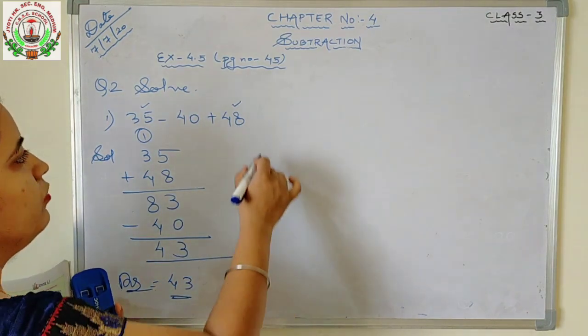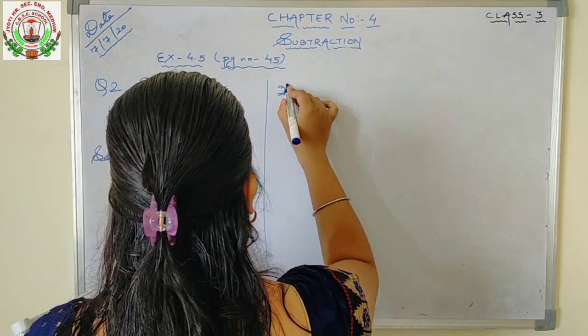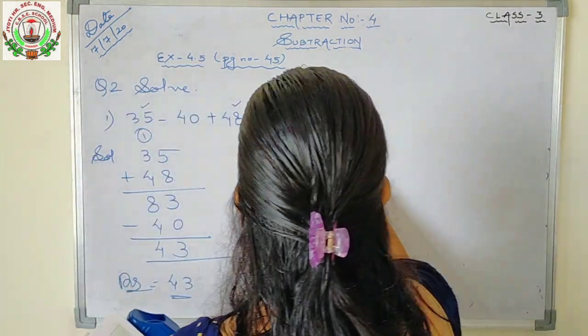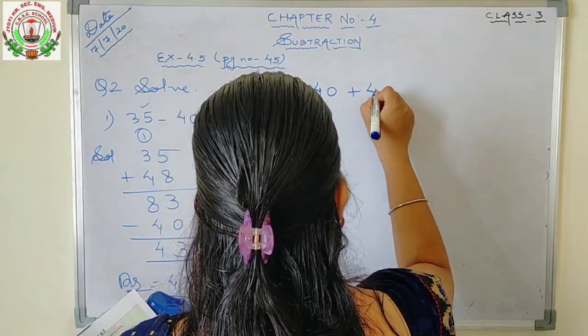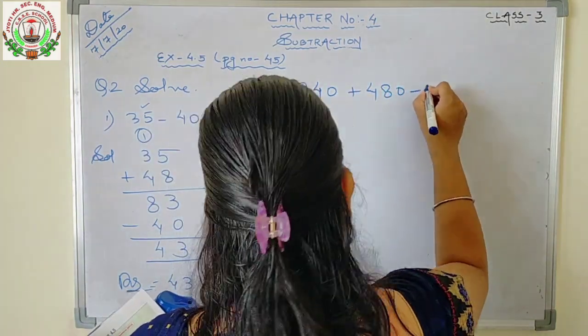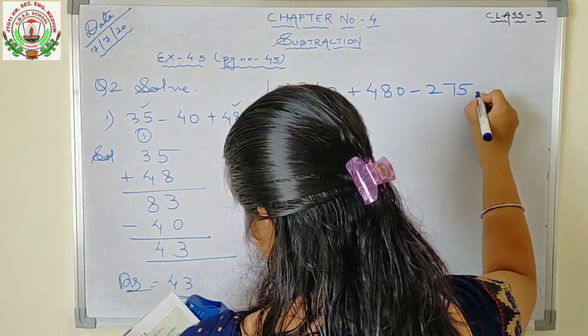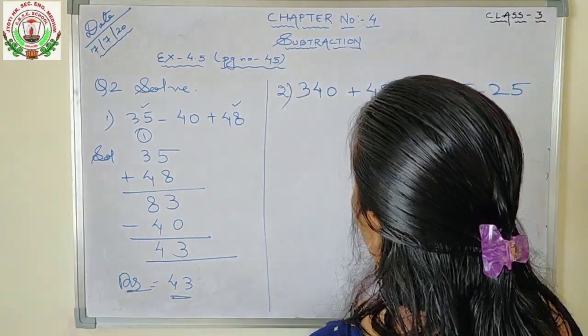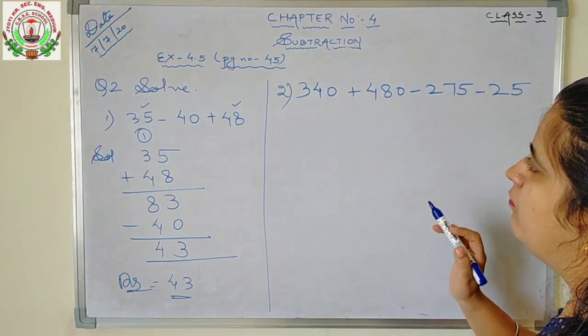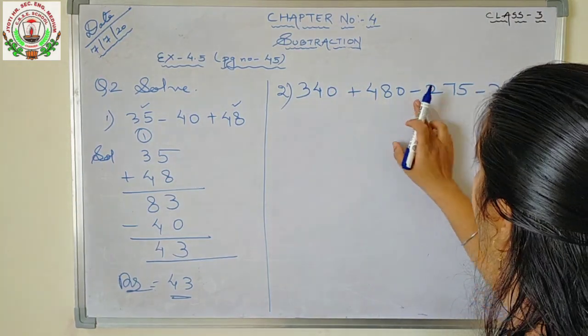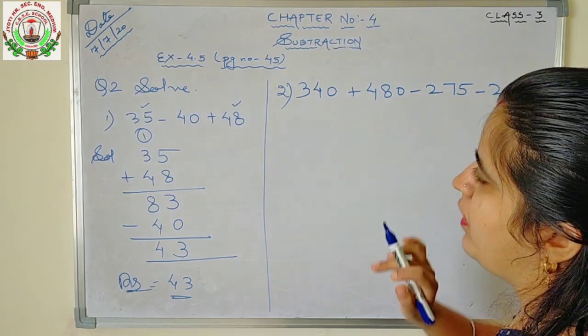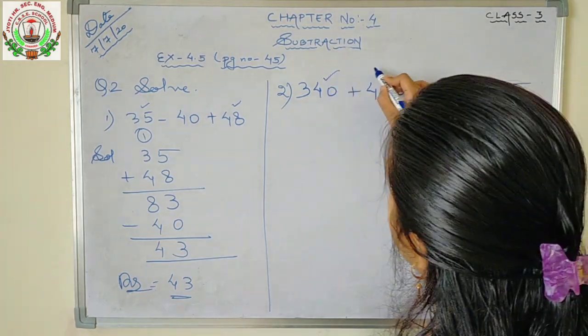Okay. Now question number 2. Question number 2 is 340 plus 480 minus 275 minus 25. First we will add. These two numbers we have to add because their plus sign is given, and these two numbers we have to subtract. Okay. First we will add these two numbers.